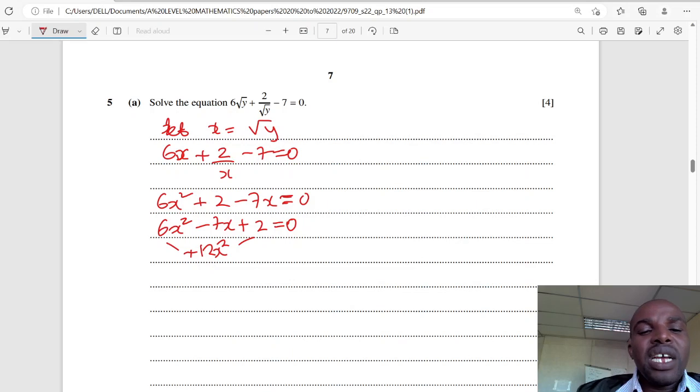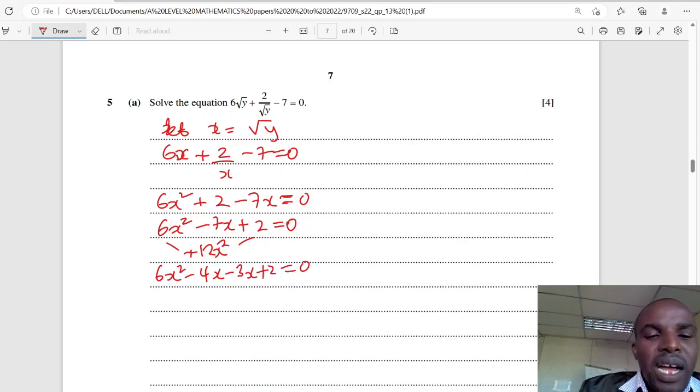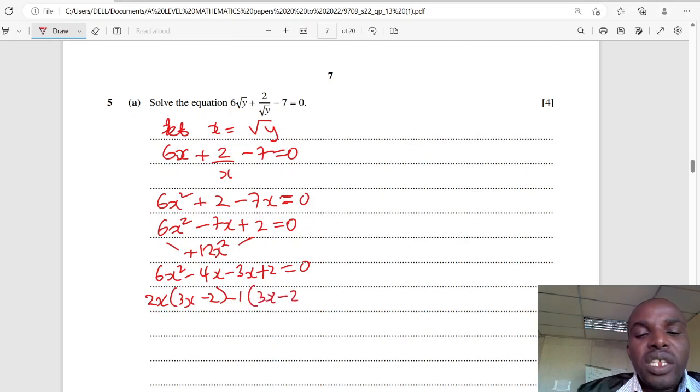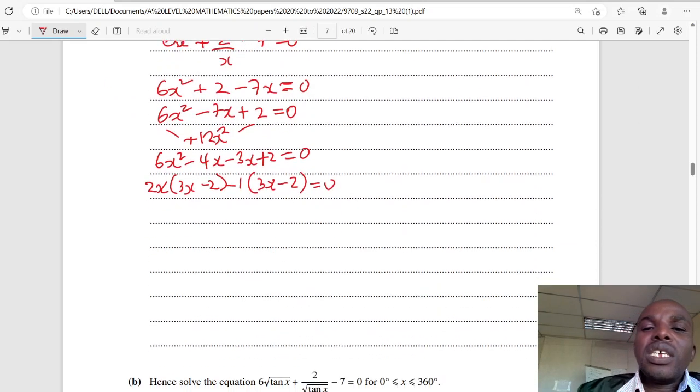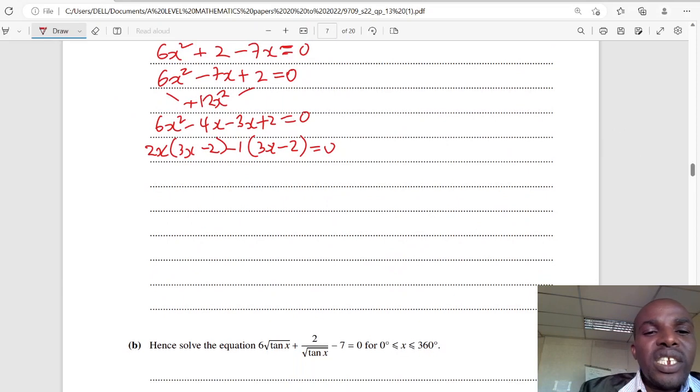squared. What are the numbers? When you multiply, they give you 12. Add or subtract, they give you 7. It's 3 and 4. It's minus 3 and minus 4. So it's 6x squared minus 4x minus 3x plus 2 is equal to 0. Then factor out 2x on this part. So you'll be left with 3x minus 2. And you factor out minus 1, 3x minus 2 is equals to 0. Then after that, you can see 3x minus 2, 3x minus 2, they are the same.